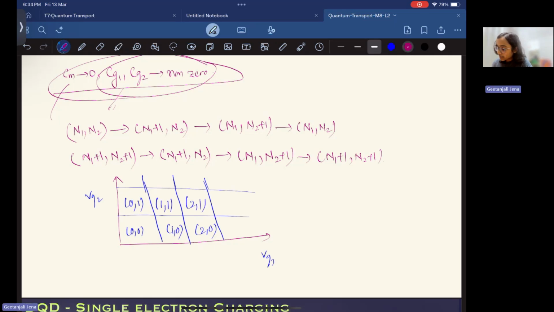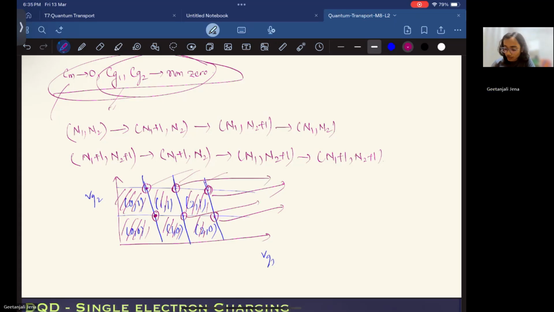Okay, so the concept will remain the same, because the charge transport will occur only at this charge triple point, where three charge states can coexist at the same value of Vg1 and the same value of Vg2. The charge transport will occur at this triple point, and inside this region where the charge is constant, there won't be any current. So we'll see current only if Vg1 and Vg2 satisfy these values. Okay, and it will become tilted.